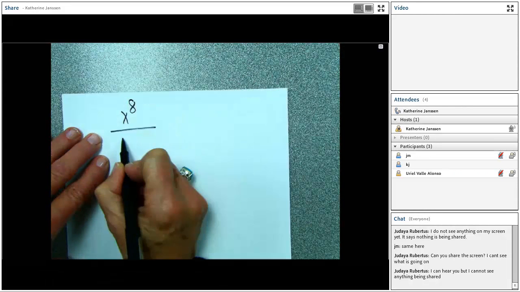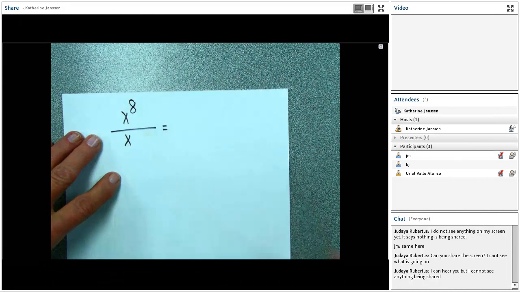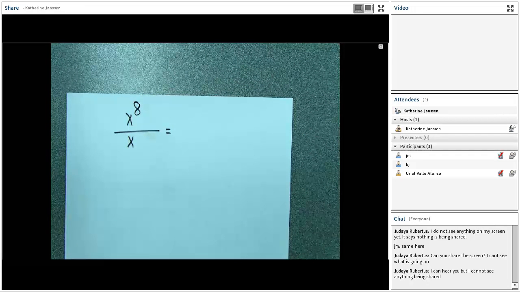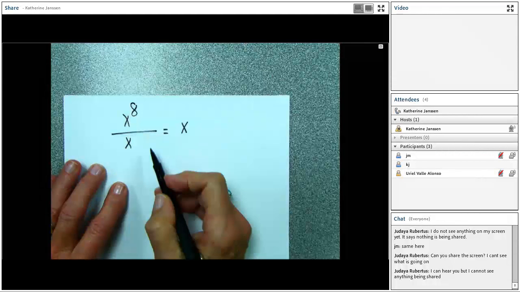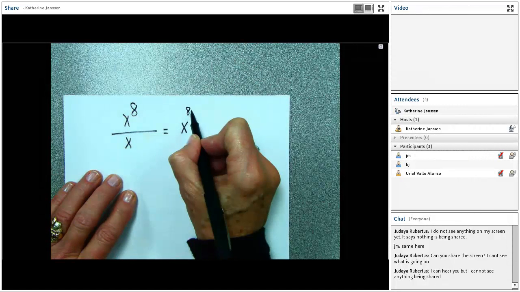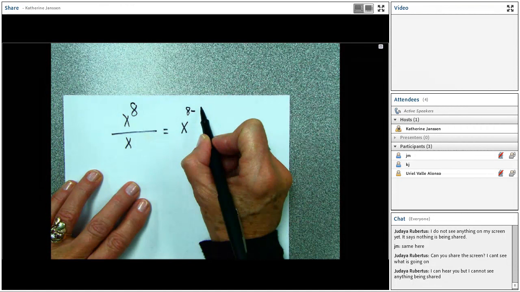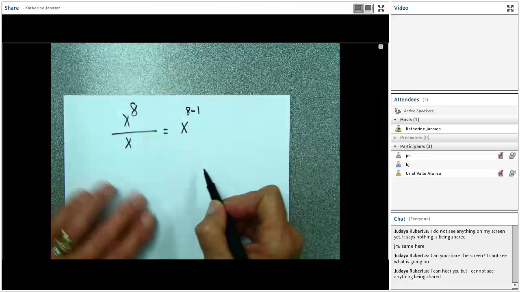X to the 8th divided by x. Obviously, we're dividing, it's a quotient rule, and I see like bases in the numerator and the denominator. So I'm going to keep the base and subtract from the numerator's exponent the denominator's exponent, which is 1.